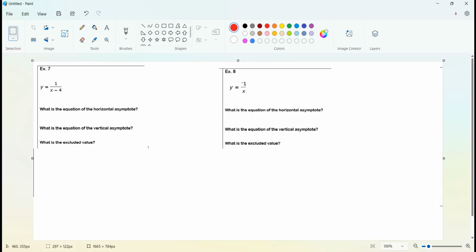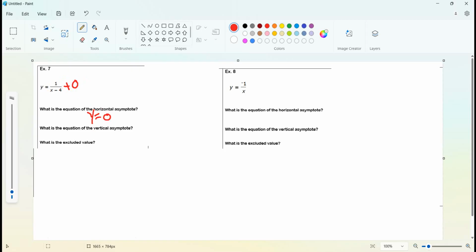All right. Well, what we have here then: what is the equation of the horizontal asymptote? It's going to be a y value, y equals. Again, the horizontal one is the number that's hanging out over here. We can add a 0 without changing this at all. So it's going to be y equals 0.